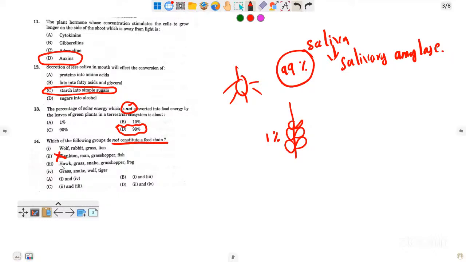Okay, then the next one, hawk, grass, snake, grasshopper, frog. That is the correct food chain. And grass, snake, wolf, tiger. Here there are no herbivores present. That's why it is not possible. We want to identify the ones that do not constitute the food chain. That is 2 and 4. So option D is the right answer. Yes, very good.